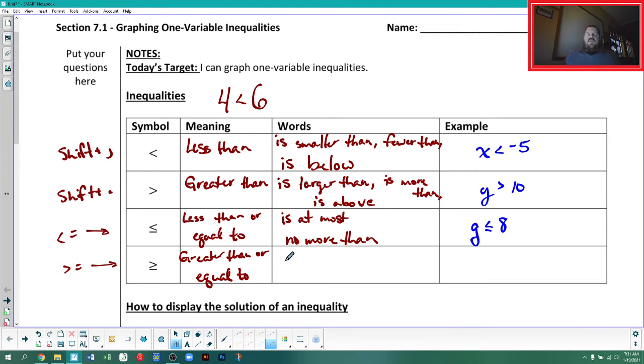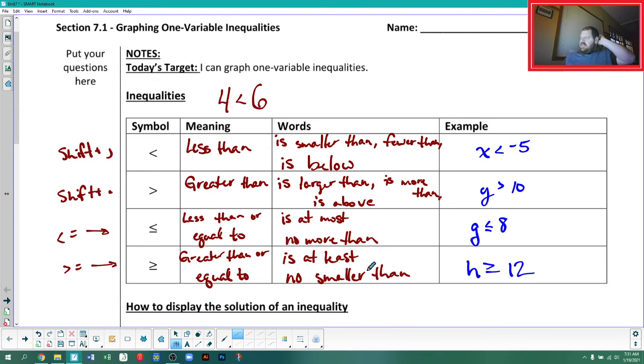And then the last one here, for greater than or equal to, similar to the ones we have, we could say "is at least," or even "no smaller than," or "no less than." And we might have here that H is no less than 12. So these are the 4 common inequalities that we deal with.